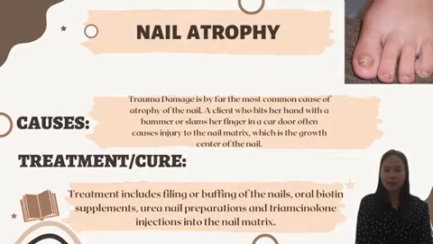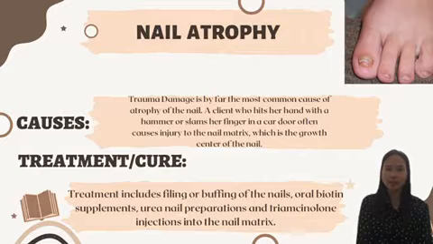Nail atrophy or onychotrophia is an atrophy or wasting away of the nail plate which causes it to lose its luster, become smaller, and sometimes shed entirely. Injury or disease may account for this irregularity.